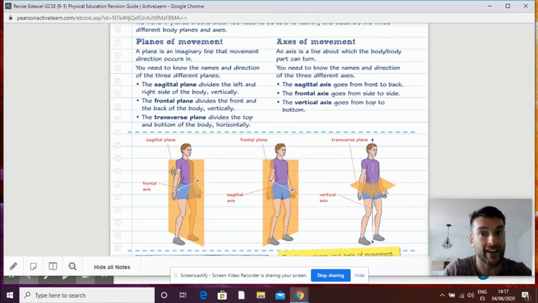And the last plane is the transverse plane. The transverse plane runs across the middle of the body. Okay, and basically the transverse plane is sort of like rotational movement, so spinning for a ball or turning so you can see behind you when looking for a defender, or these sorts of movements.